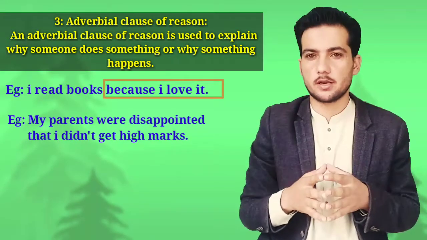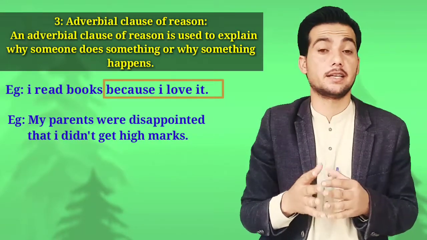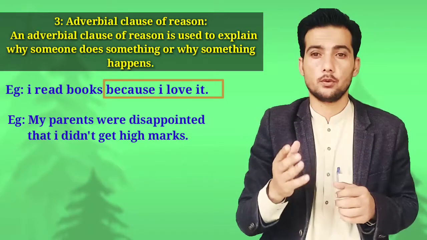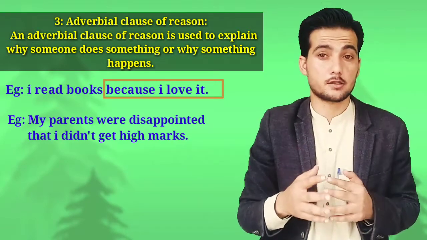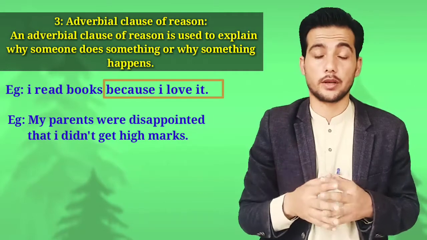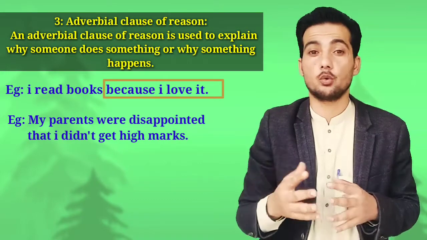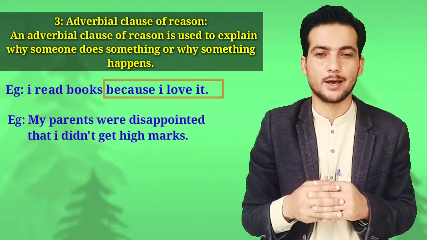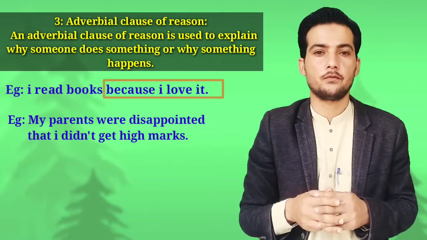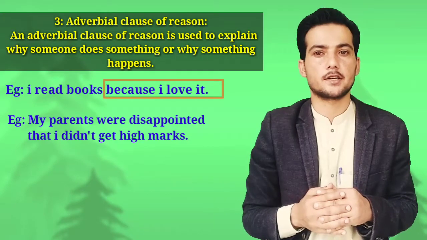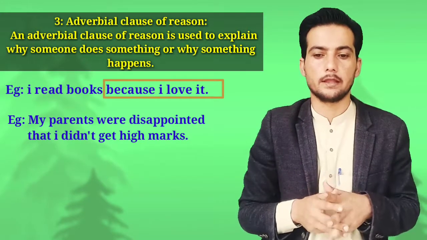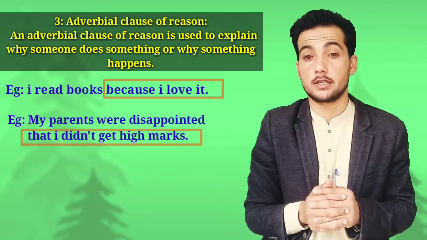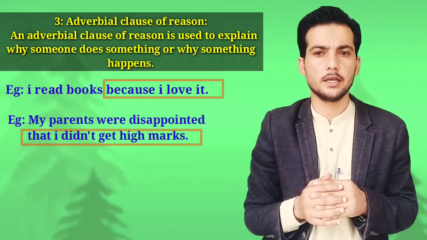My parents were disappointed that I did not get high marks. If you look at this sentence, it consists of two clauses. The first one is "my parents were disappointed", and it is a main clause because it can stand alone as a sentence. And if you look at another clause, it starts with a subordinating conjunction, and that is "that I did not get high marks".